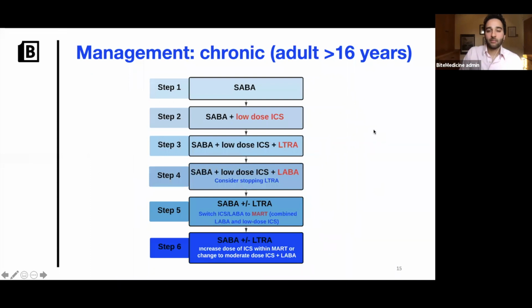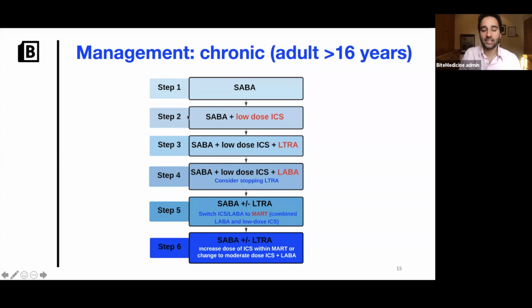So essentially learn this slide. This is the stepwise management according to NICE. The British Thoracic Society guidelines are a little bit different. They vary in terms of step 3 and step 4. But all patients are going to be started on a PRN salbutamol. So that's a short-acting beta agonist. You then add on a low-dose inhaled corticosteroid, such as beclomethasone.